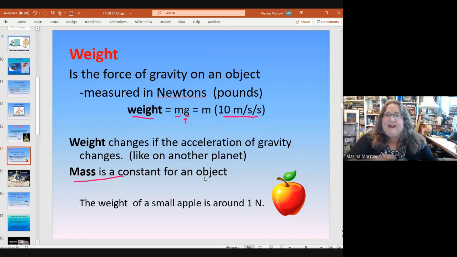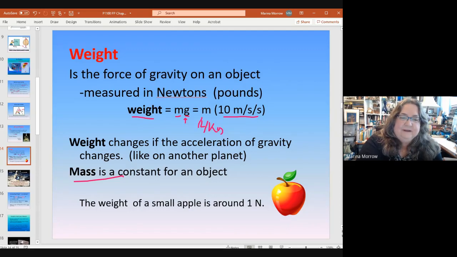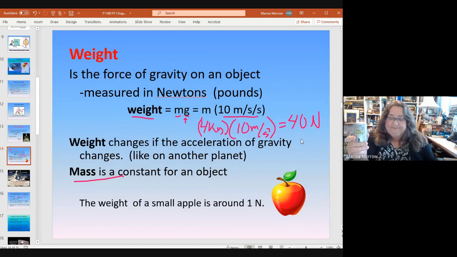So let's say I've got a 4 kilogram mass. What would be the weight? Well, I would just take 4 kilograms and multiply by 10 meters per second squared, and I would end up with 40 newtons. So whatever the mass is, you can just multiply by 10 to get the force. So 40 newtons.